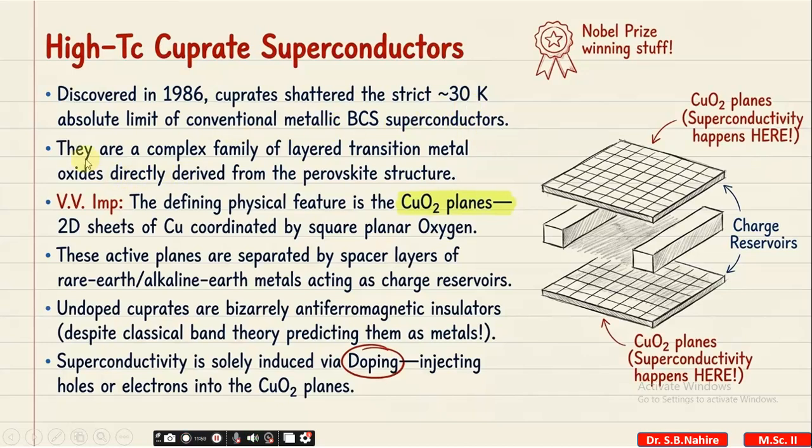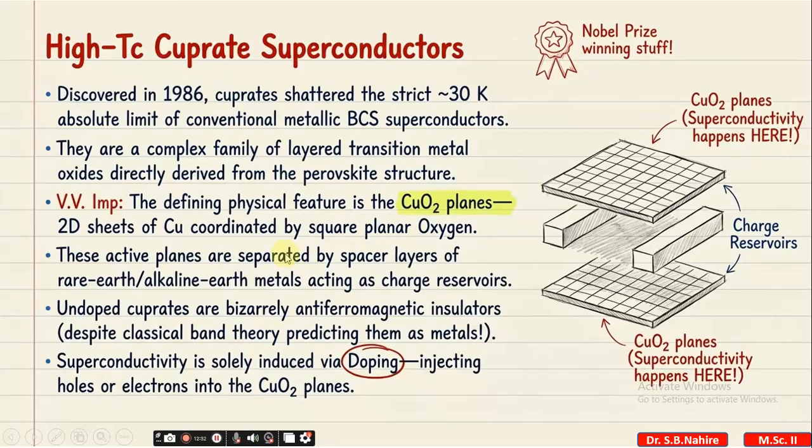Next point. Cuprates are a complex family of layered transition metal oxides. They are directly derived from the perovskite structure. Now, very important line. The defining physical feature of these materials is the CuO2 planes. These are two-dimensional sheets of copper atoms coordinated by oxygen atoms in a square planar arrangement. You must remember, superconductivity happens in these CuO2 planes.